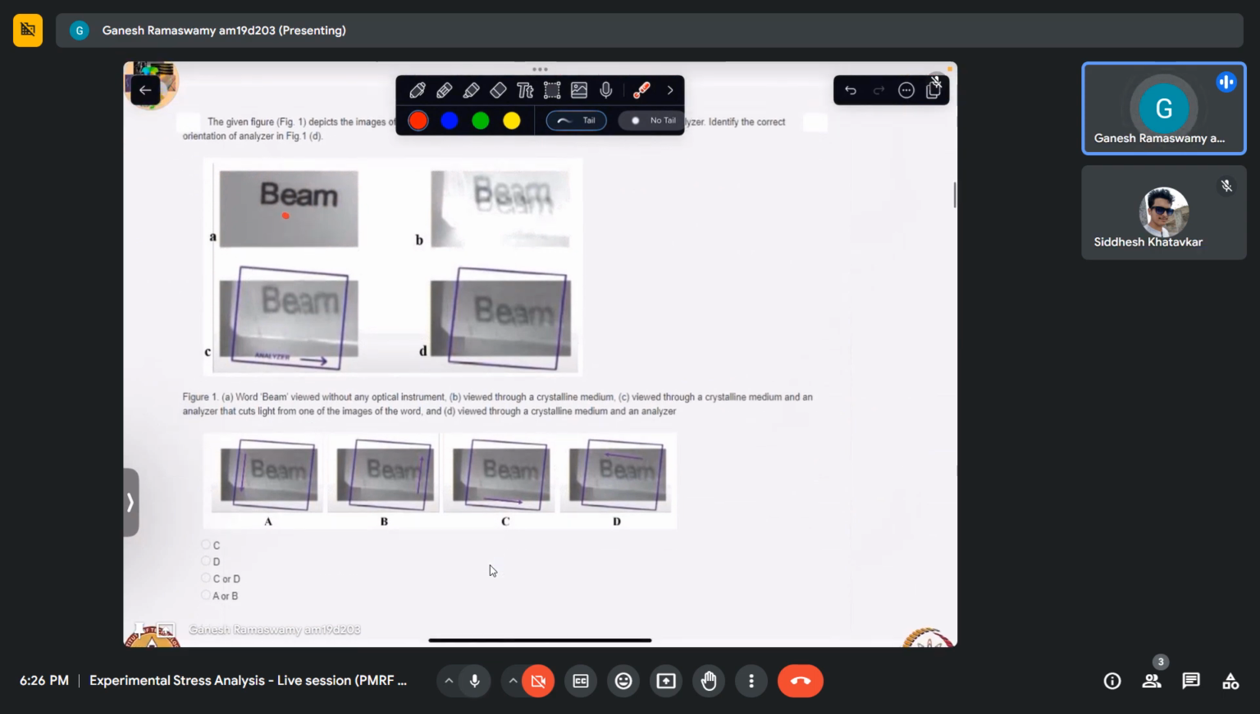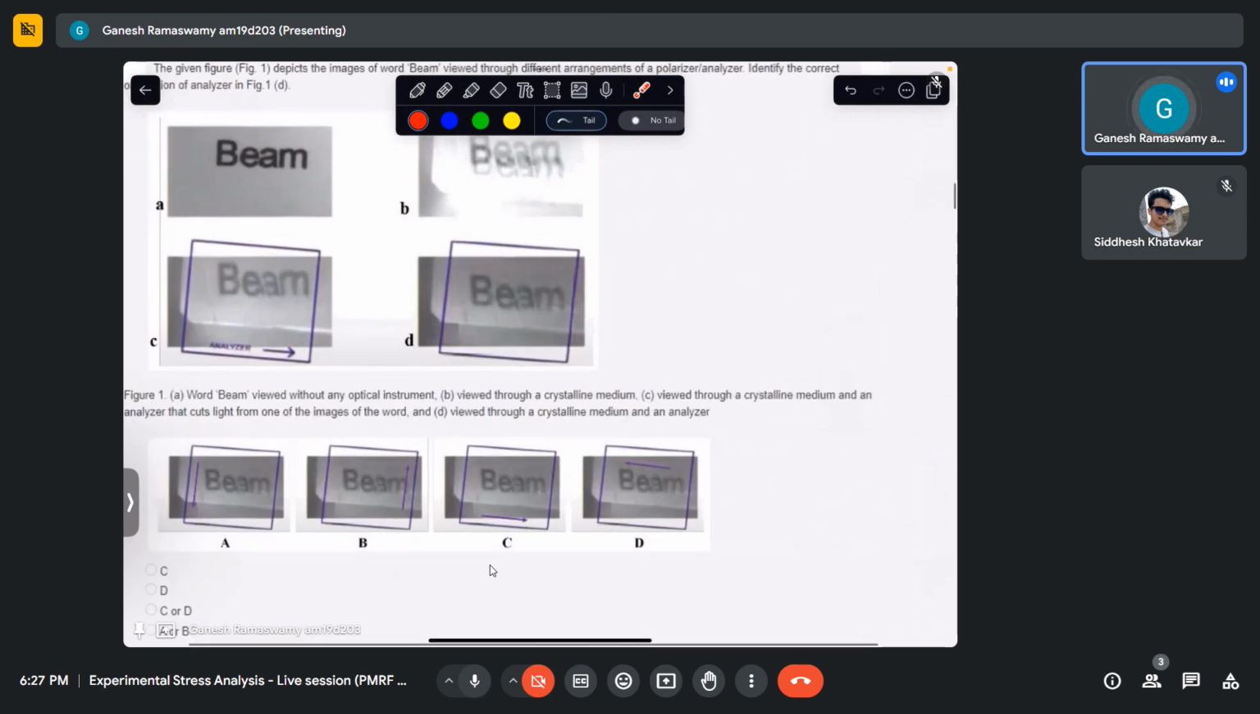So we have the word beam here. So we see this is a sheet with the word beam. Then we have placed a crystal over it. As the question says, figure 1 is the word beam viewed without any optical instrument, then viewed through a crystalline medium, and then through a crystalline medium and an analyzer that cuts one of the lights. Only thing is we have to identify the orientation of this analyzer.